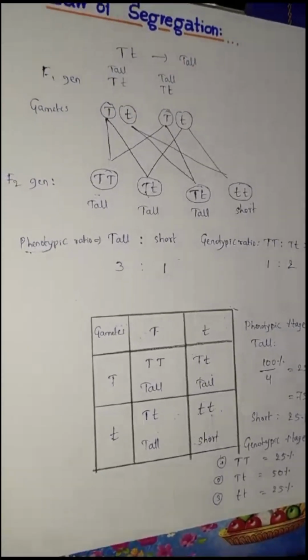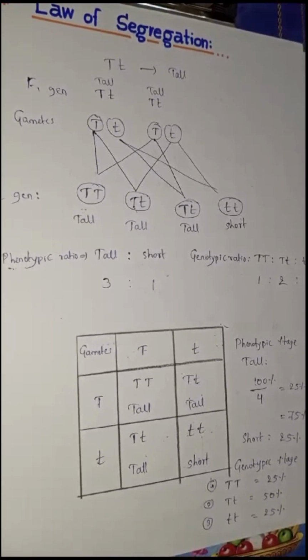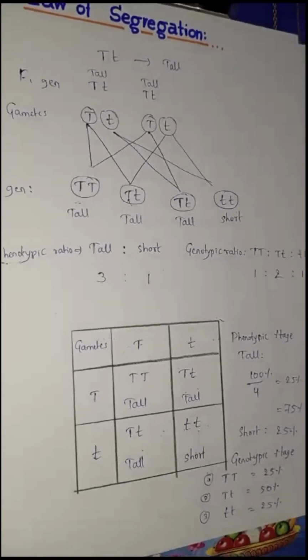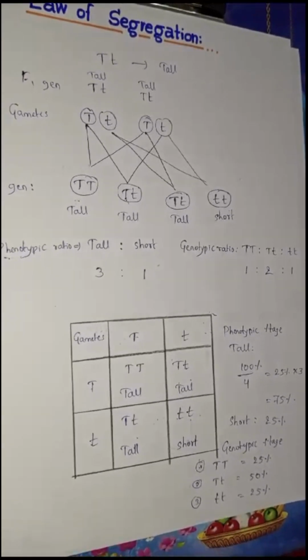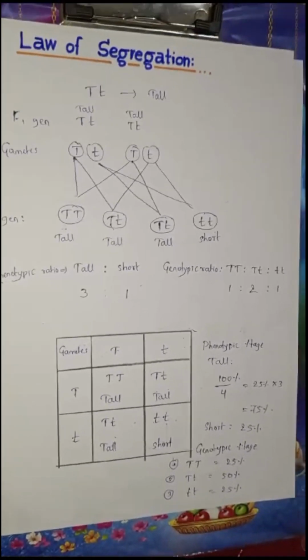In the next video, let's study the important law, that is the law of independent assortment. It doesn't mean that the law of segregation and the law of dominance are not important. They are the basis for the law of independent assortment.